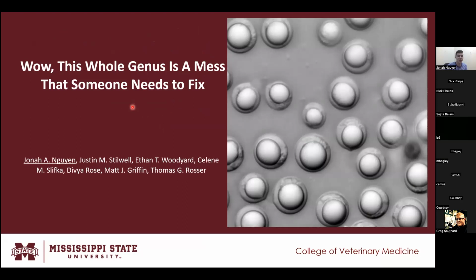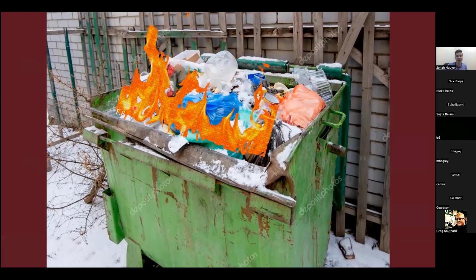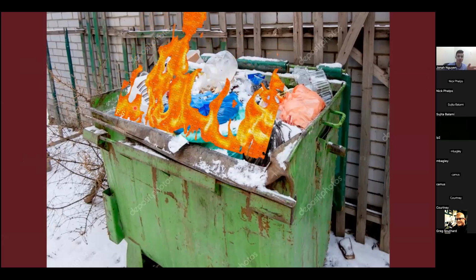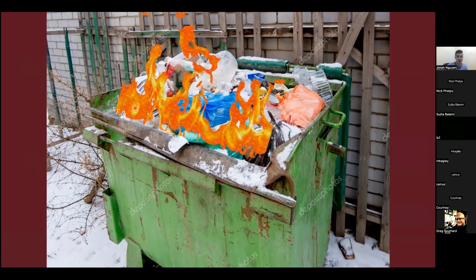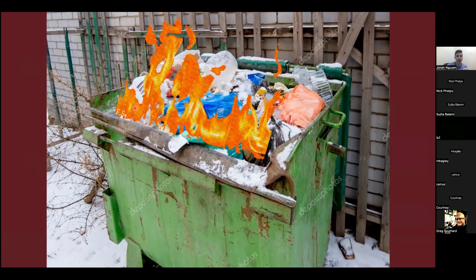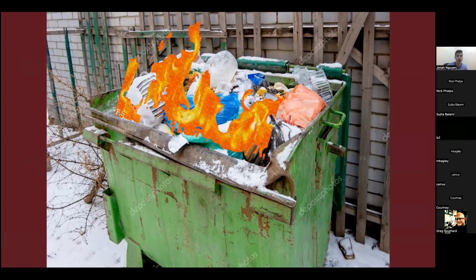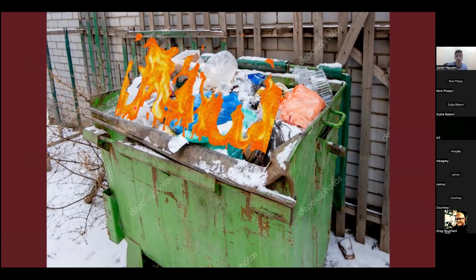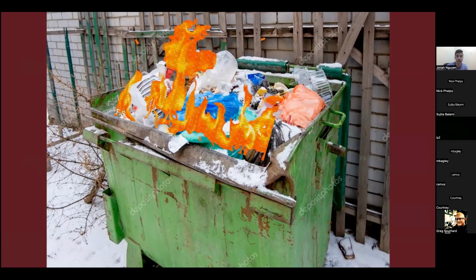But really, this should be called, "Wow, this whole genus is a mess that someone needs to fix," because it really is kind of a dumpster fire. I'm going to try my best to make this simple, but half of these species were described like 80 years ago, don't have any DNA molecular data available, and a lot are probably synonymous. And there's a lot that still need to be described, probably. So there's a lot of work to be done.